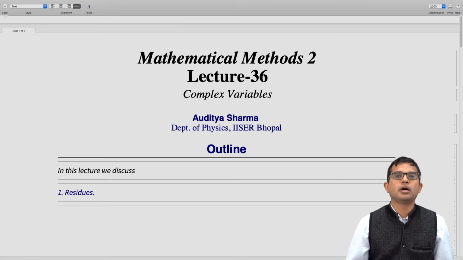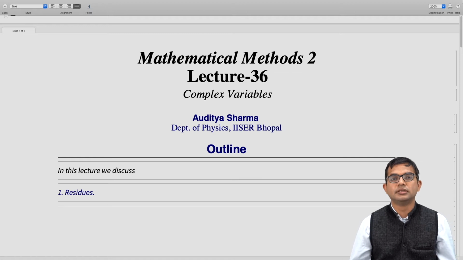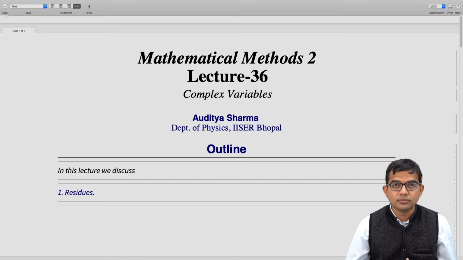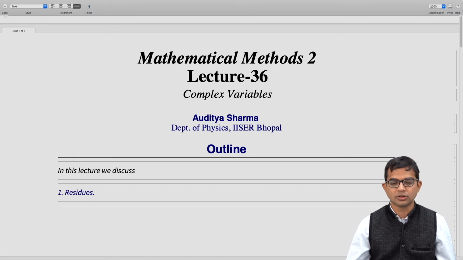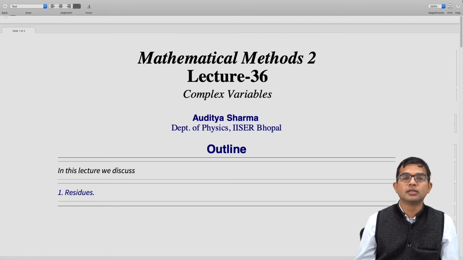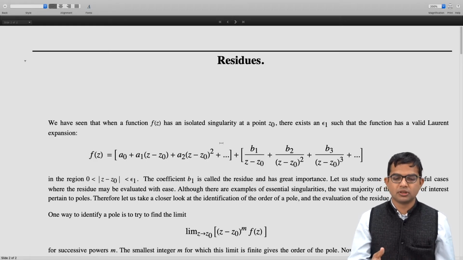Okay, so we have seen how isolated singularities are very important, and for isolated singularities, there's a Laurent series expansion available. Among all the coefficients that come up in a Laurent series expansion, there is one coefficient which is of great importance, and that is called the residue. In this lecture, we will take a closer look at the residue and how to compute it, considering several examples.